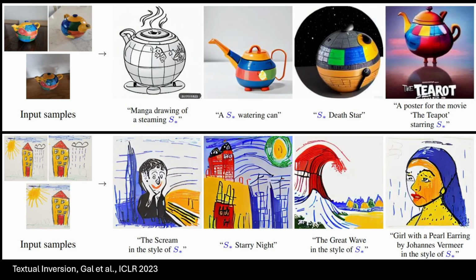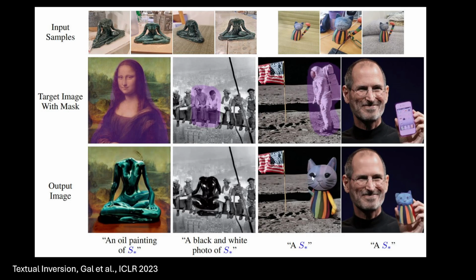Again, these are more examples of this, right? Where you take a few pictures of something that never existed before, and then you can suddenly integrate that into all the stuff where you can prompt. And then you can use that plus the in-painting to say, okay, now I want to take Steve Jobs holding my kid's cat sculpture, right?